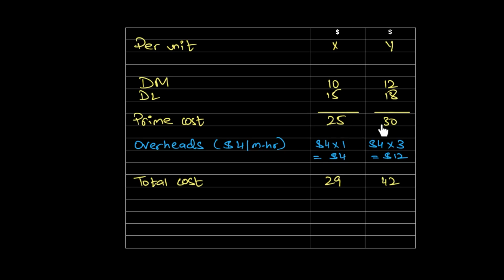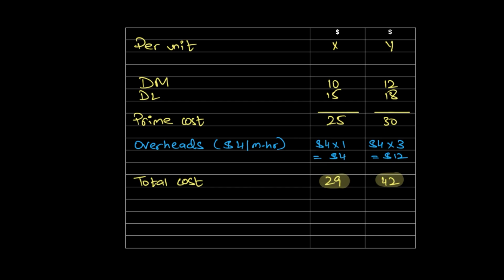You can compare that Y is consuming more machine hours, so it's being charged $12, whereas X is consuming fewer machine hours, so it's being charged $4. So if I add this up, I will get my total cost to be $29 for X and $42 for Y. That's a simple cost statement that we make to calculate the total cost per unit using an overhead absorption rate.